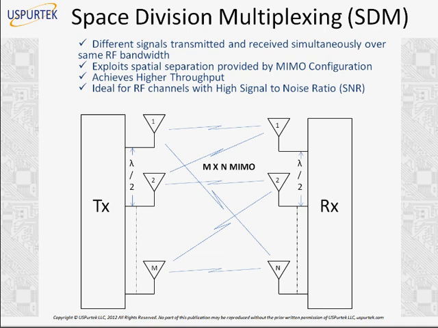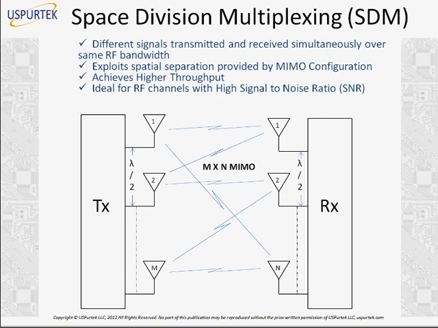So in this case, we are transmitting and receiving different signals simultaneously over the same RF bandwidth. We don't add more frequency spectrum, but using the same spectrum, we transmit beams in preferred directions. In the picture you see an M cross N MIMO system. You have M antennas on the transmitter side and N antennas on the receiver side, and you could have so many combinations: one transmitting to N, two transmitting to 1, M transmitting to 2, and so on. This exploits spatial separation between these RF beams to achieve higher throughput.